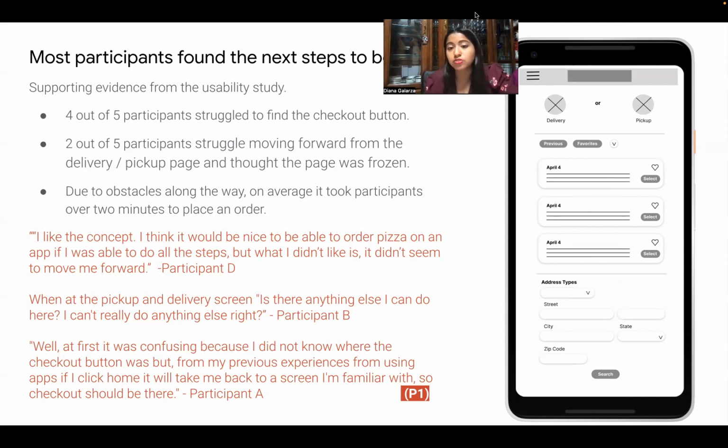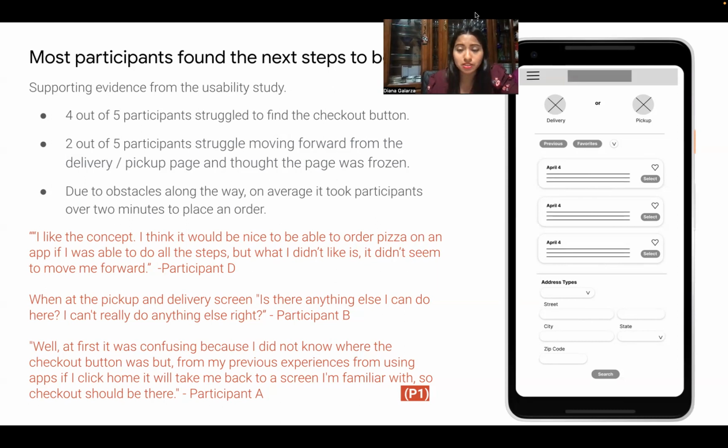The illustration to the right shows the delivery and pickup page. We see 2 bubbles, circles, one that says delivery or pickup, and then we see the option to select one of the orders. You can select a previous order, a favorite order, and then, of course, if you selected delivery, you can enter your address. So how do you move forward? It wasn't very clear to everyone, and they thought, my page is frozen.